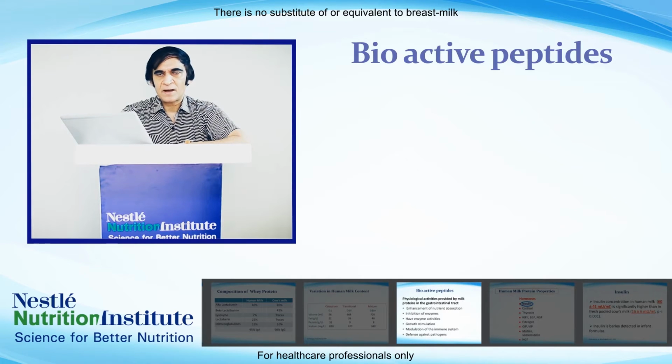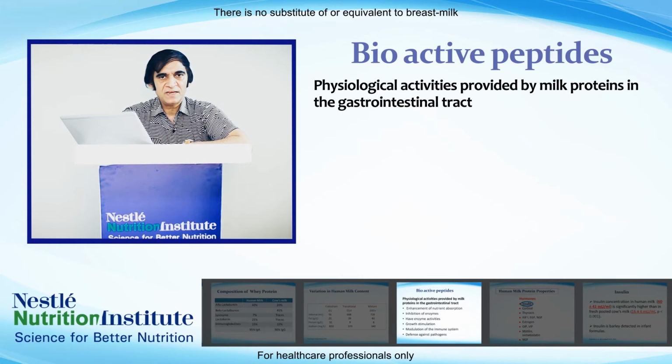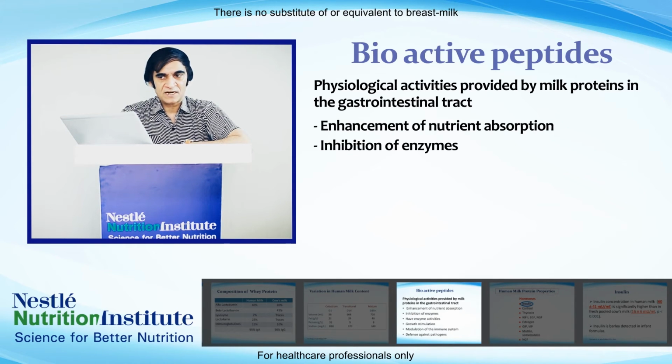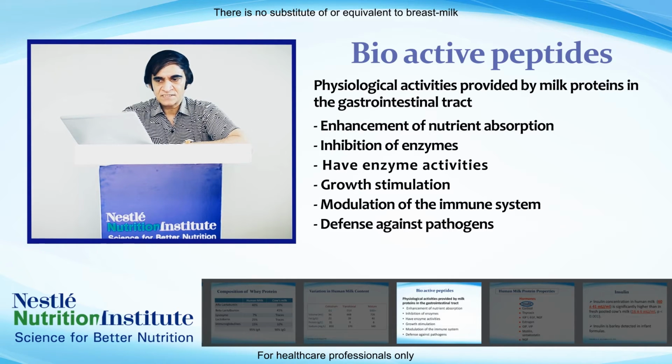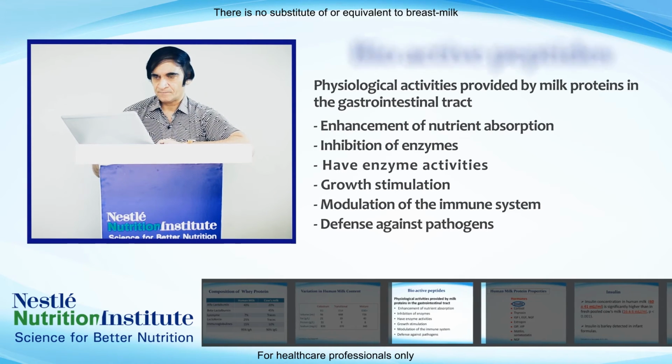We all know that there are some bioactive peptides human milk, the breast milk, contains, which have many advantages. Physiological activities provided by the milk proteins, mainly in the gastrointestinal tract, the GI tract, are enhancement of the nutrient absorption. These bioactive peptides enhance the nutrient absorption. They inhibit some of the enzymes. Some bioactive products have beneficial enzymatic activities. They stimulate growth. They also modulate the immune system and provide defense against many pathogens.